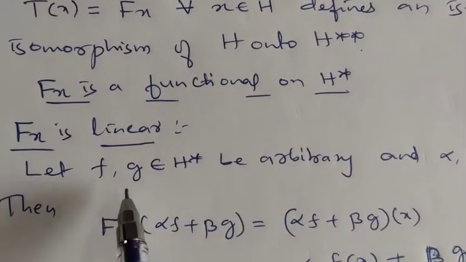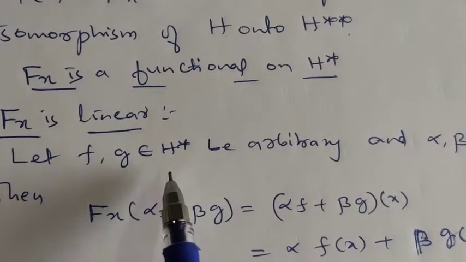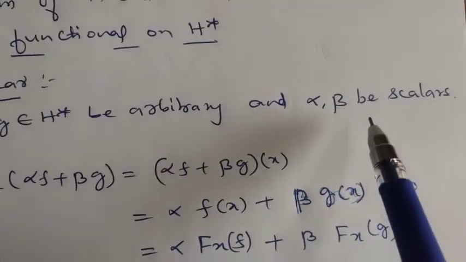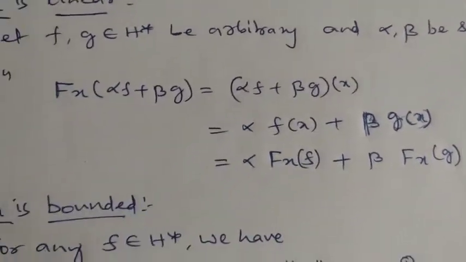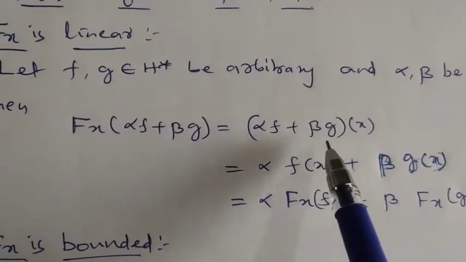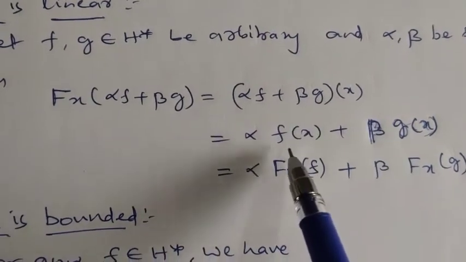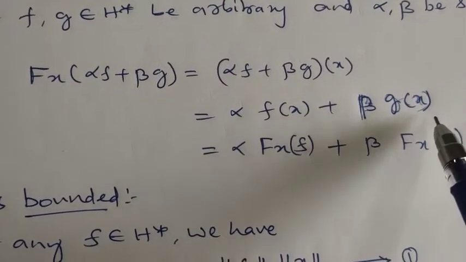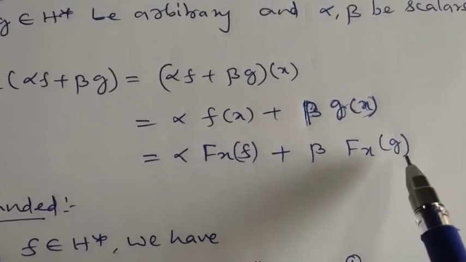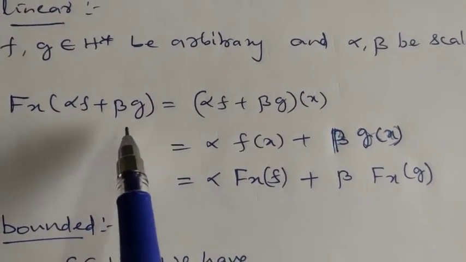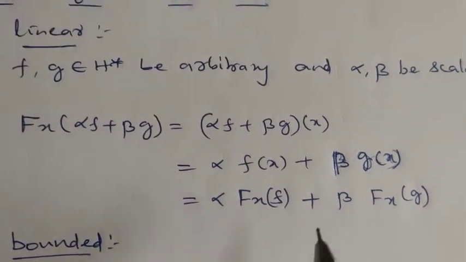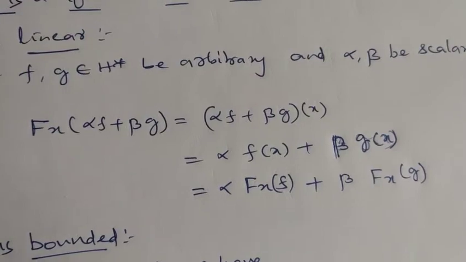For this, let us take any two elements f and g belonging to H star, arbitrary, and let alpha and beta be scalars. Then fx of (alpha f plus beta g) is, by definition, (alpha f plus beta g) of x. This is equal to alpha into f of x plus beta into g of x, which is alpha into fx of f plus beta into fx of g. Therefore fx of (alpha f plus beta g) is alpha into fx of f plus beta into fx of g. Therefore fx is linear.